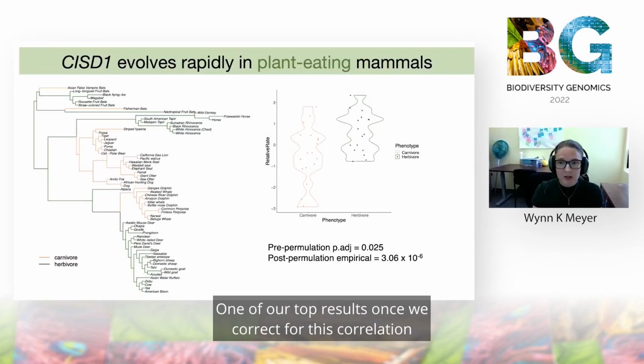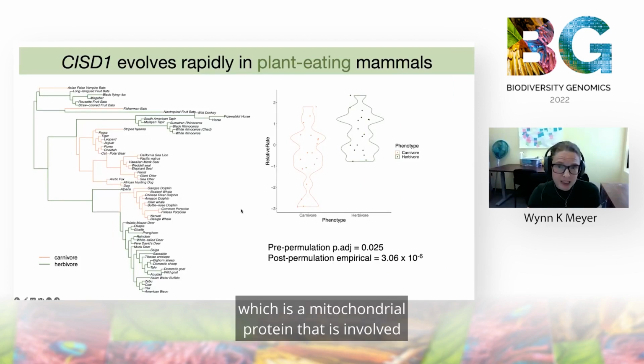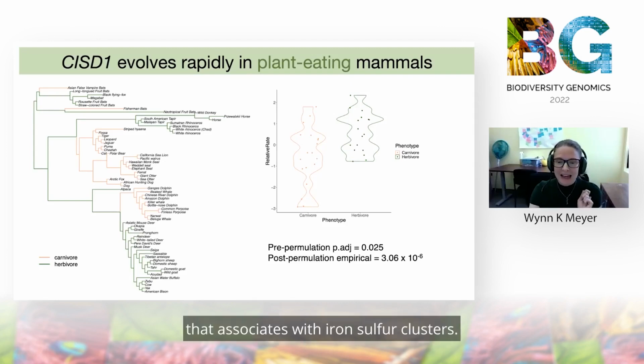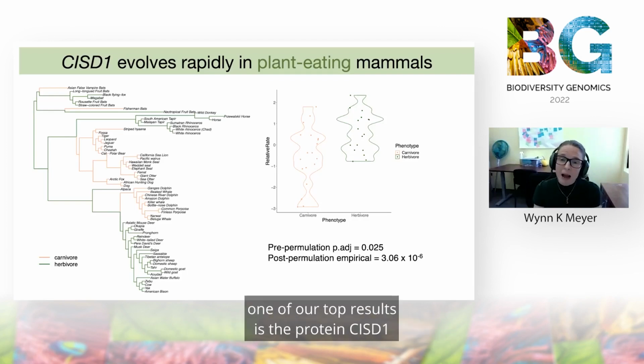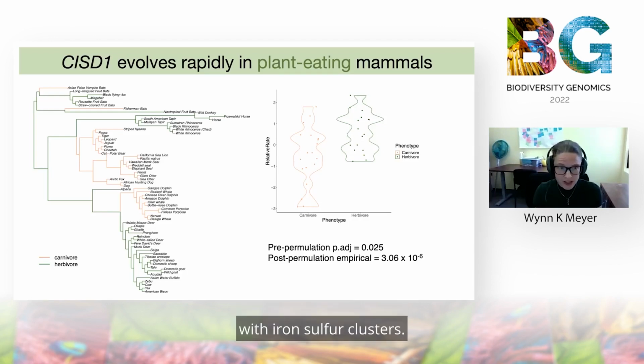One of our top results, once we correct for this correlation across the phylogeny in this manner, is a gene called cis-D1, which is a mitochondrial protein that associates with iron-sulfur clusters.